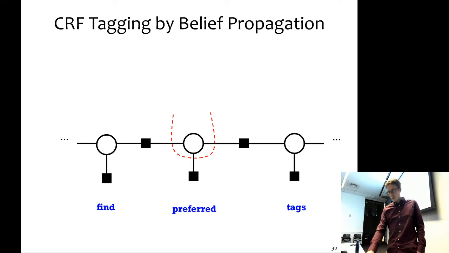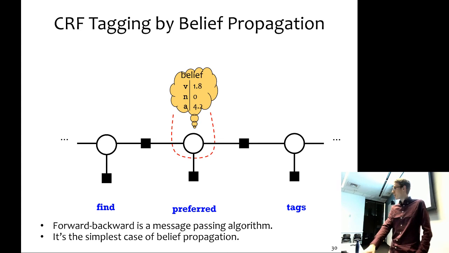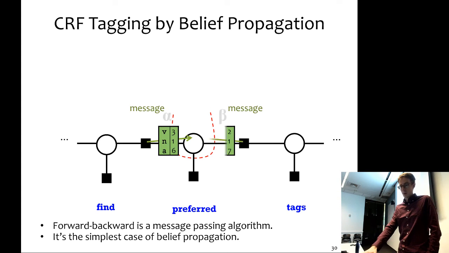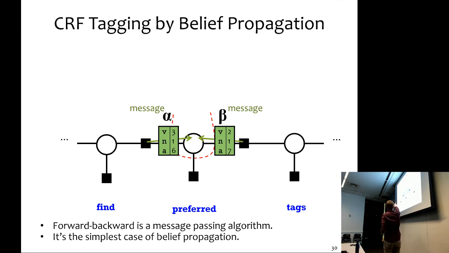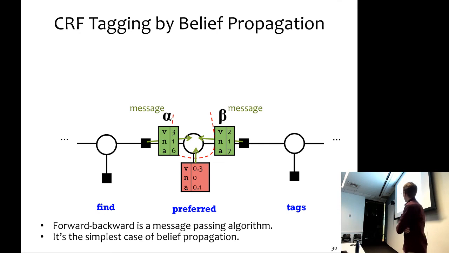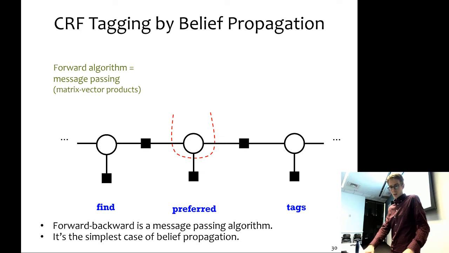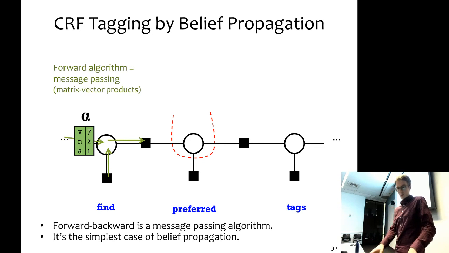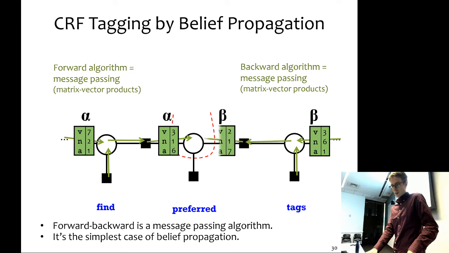Okay. So if we want to think about forward-backward, we can think about it like a message passing algorithm that is going to compute a belief at each variable. And it's going to take messages from either direction. In forward-backward language, we call those the alpha and the beta probabilities. It's also going to take into account factors at each variable to compute beliefs. And those beliefs are the marginal probabilities. The forward algorithm is going to do message passing with these matrix vector products to get messages that go along. And the backward algorithm is going to do the same thing, but in reverse.